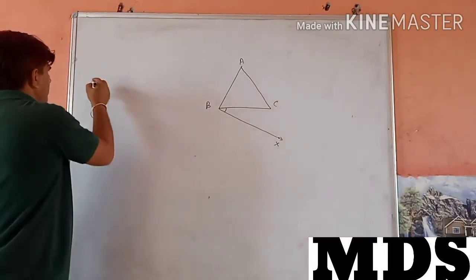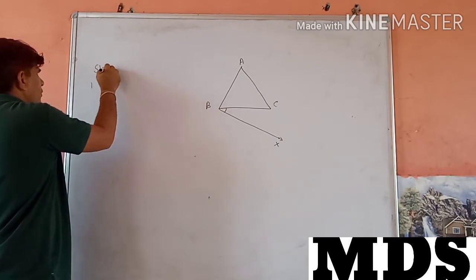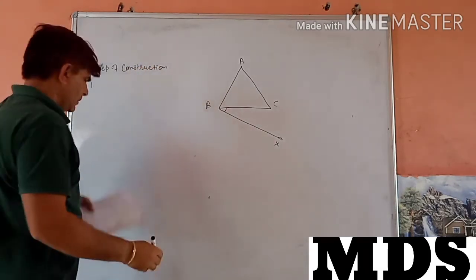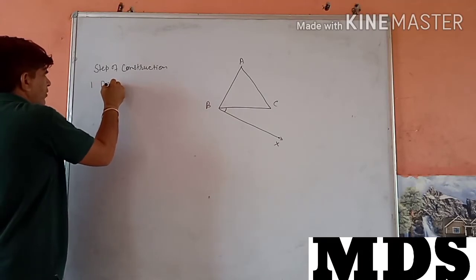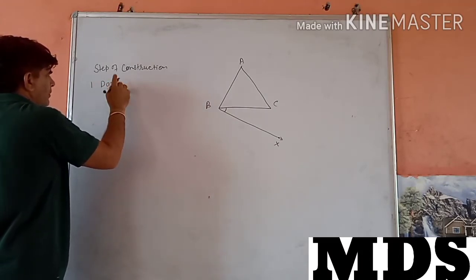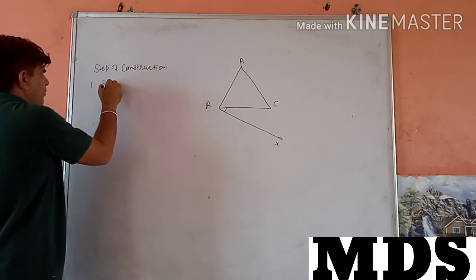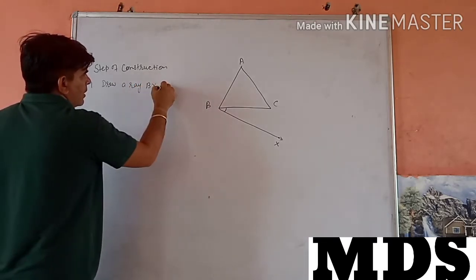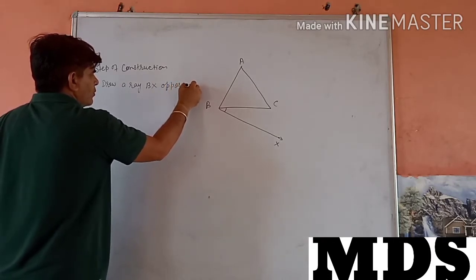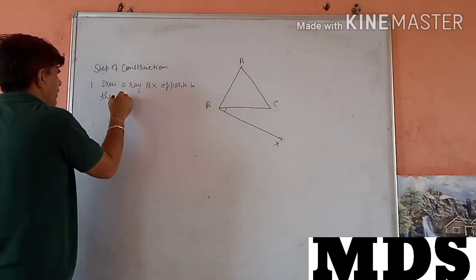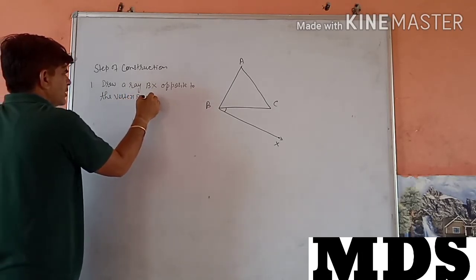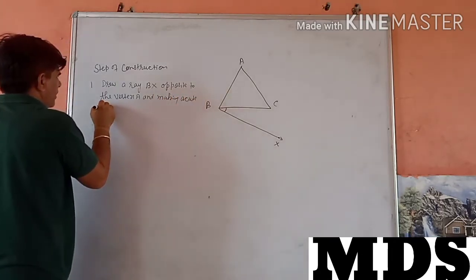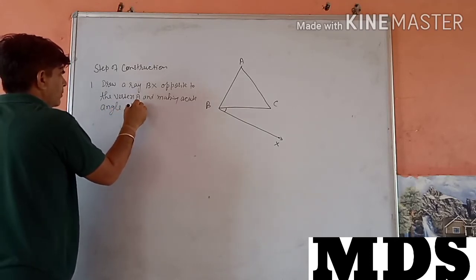This is the step of construction I also want to tell. So first you can write step number 1. What's the first step? Draw a ray BX opposite to the vertex A and making an acute angle with BC.